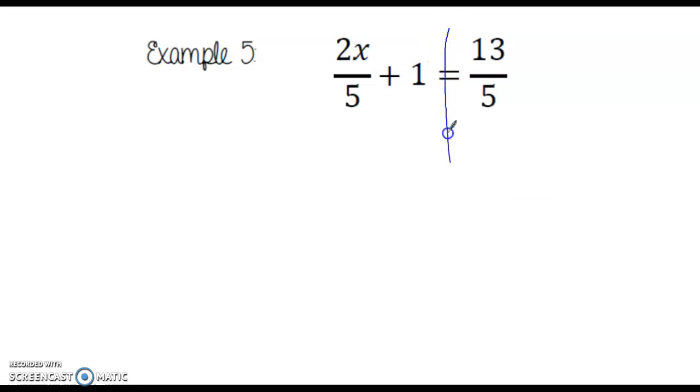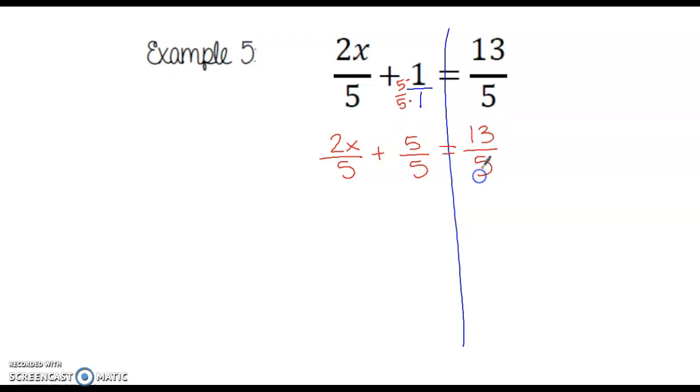Next problem, solve your equation. Now we have a whole number, so instead, we're going to make it into a fraction. Now we can take that fraction and get a common denominator. Well, in order to make the 1 a 5, we have to multiply it by a 5. So what we do to the bottom, we must do to the top. 2x over 5 plus 5 over 5 is equal to 13 over 5.